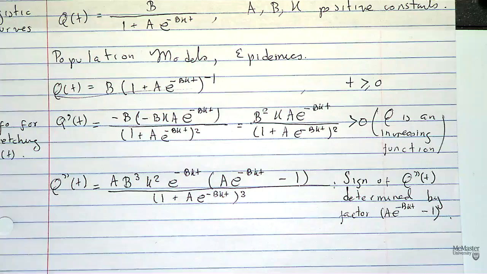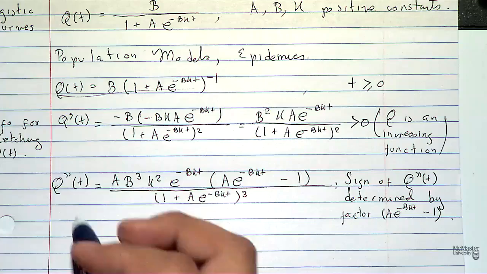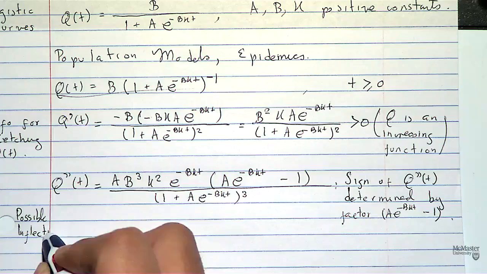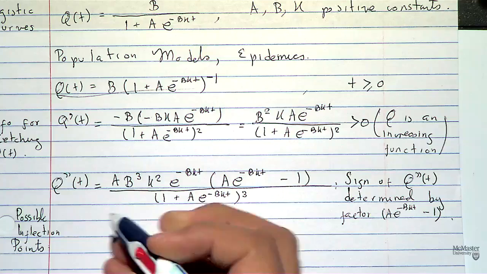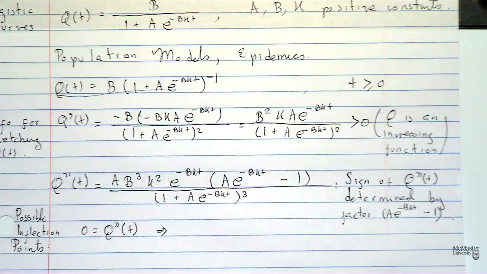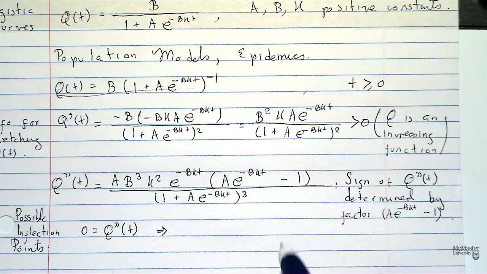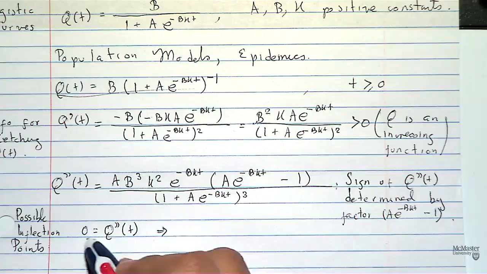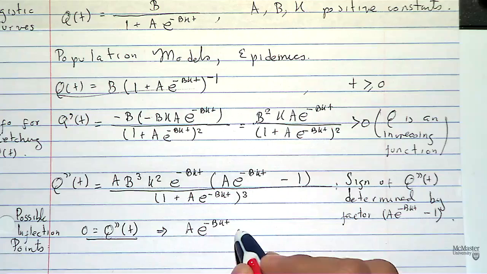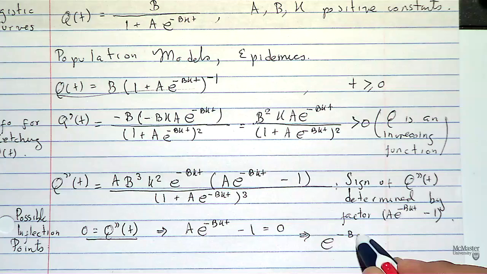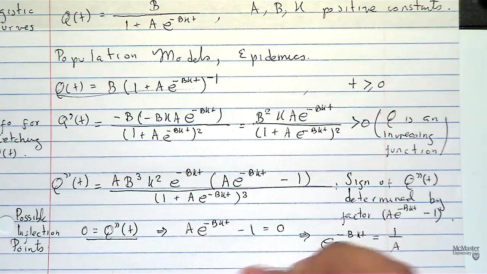So, the reason we compute the second derivative is because we look for possible inflection points, which have a potential inflection point by the condition q double prime of t equal to 0. We have to verify some other stuff, but in principle, that's the first candidate. And because of what I have said, the only thing that can make the second derivative equal to 0 is if that factor is 0. So that would mean, in this case, that a e to the minus b k t minus 1, which is the factor, would be equal to 0. And then I pass to the other side, right? So that would imply that e to the minus b k t is equal to 1 over a. So just pass to the other side and divide by a. a is positive by assumption, so it's not an issue.